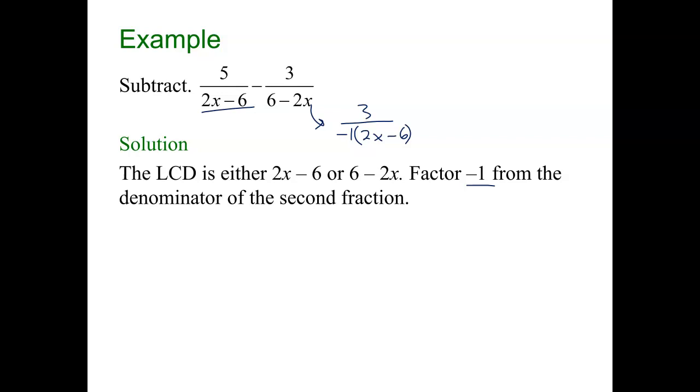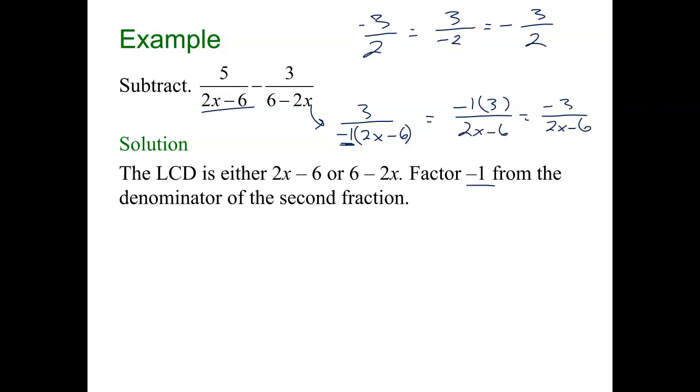I can make it even easier. Fraction equivalency. If I have negative 3 over 2, that's the same as 3 over negative 2, which is the same as negative 3 over 2. Those are all the same. So the placement of that negative 1 does not make a difference in the value of the expression. I can move it to the top, I can move it to the front. So, just to get me to my common denominators quickly, because the only thing that's different right now is that negative 1, I can make that negative 1 times 3 over 2x minus 6, which is just negative 3 over 2x minus 6. Now their denominators are the same.